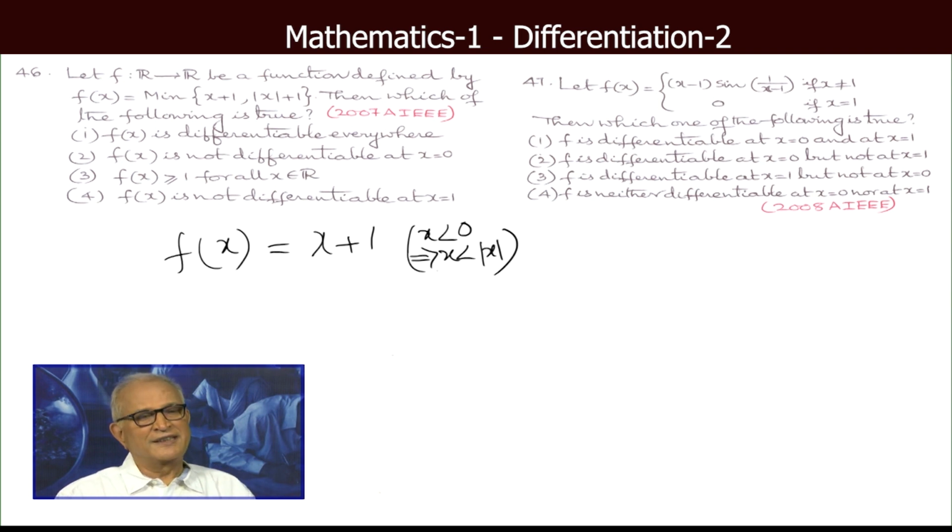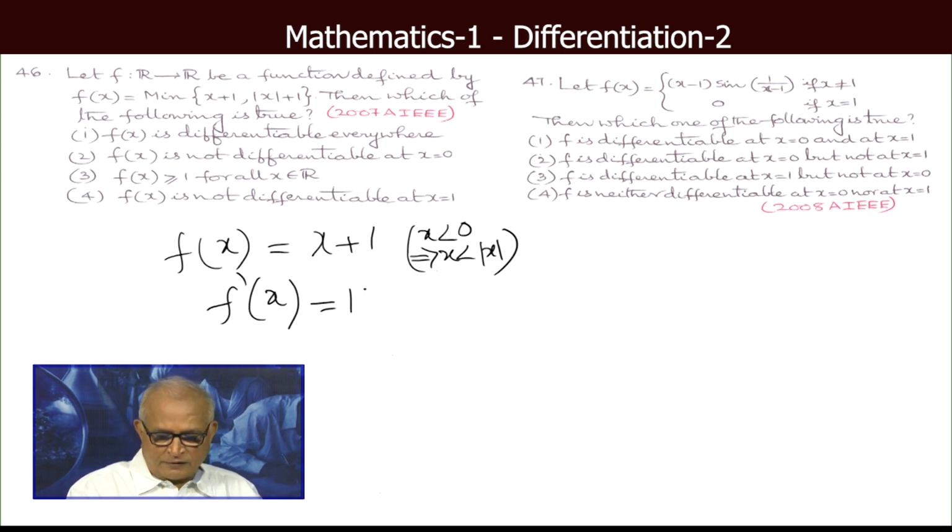So, this is a more or less like identity function. x plus 1 is the linear function which is differentiable everywhere. f dash x equal to 1 for all x. So, f is differentiable for all x which is 1.